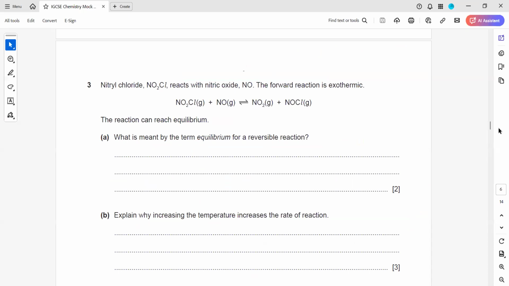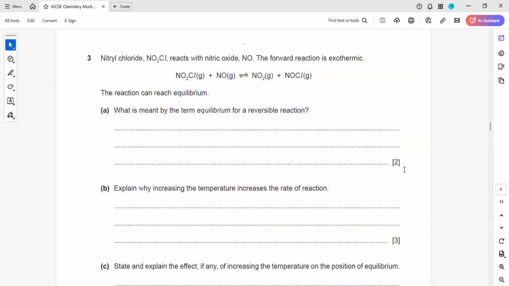Then continuing the discussion of the mock, this is set 3. Nitryl chloride NO2Cl reacts with nitric oxide in a forward exothermic reaction. The reaction can reach an equilibrium. What is meant by the term equilibrium in a reversible reaction? You can use your mic, chat, or screen annotation to answer.